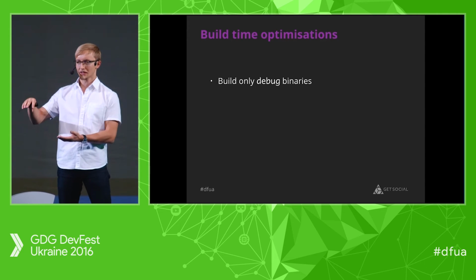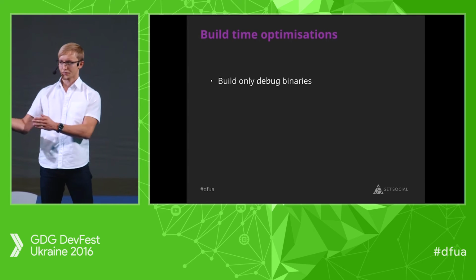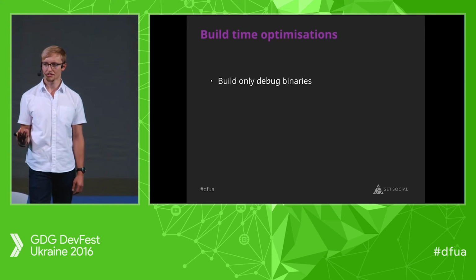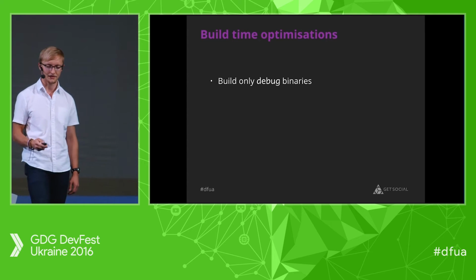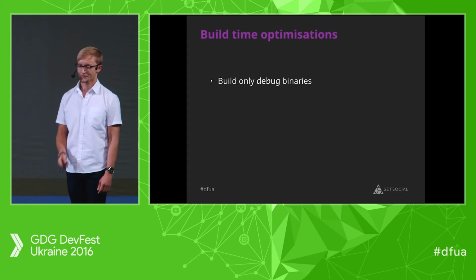J2ObjC uses the Gradle model to build. As in Gradle, you know that you have debug and release builds. So you can disable release builds because you don't need them during development. It will cut your compilation time by around 30%.